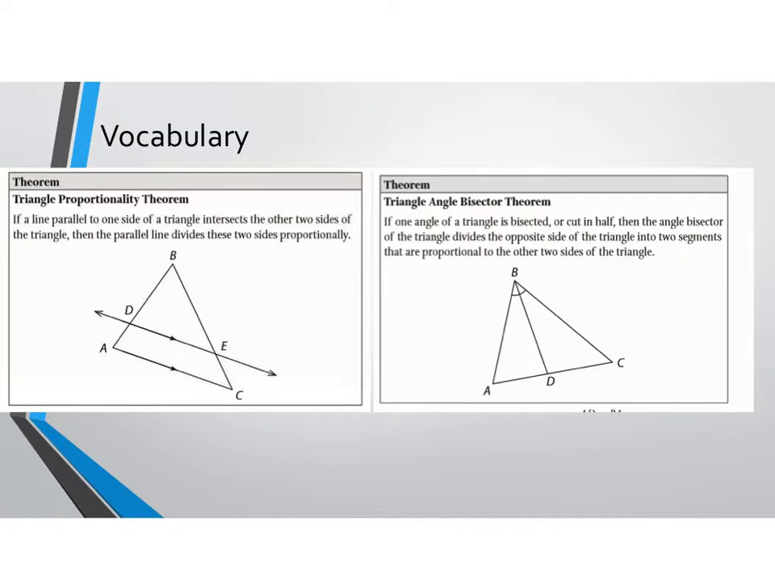I can't remember if these are in your notes printed already. If they are not, please get the name down and the pictures for sure, and then read through the descriptions with me, and we'll add a few notes on the pictures. The triangle proportionality theorem basically says that if you have a line that runs parallel to one of the sides of the triangle and intersects the other two sides, then that line divides those two sides proportionally.